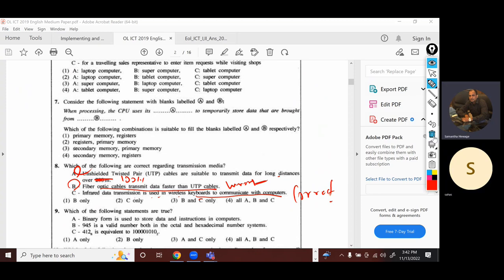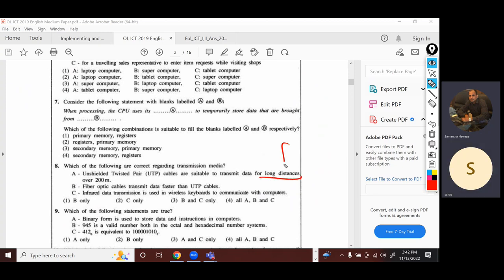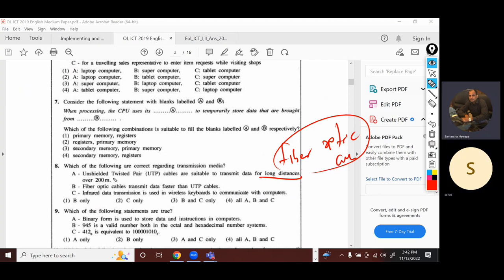Okay, they are saying that unshielded twisted pair cable is suitable to transmit data over a long distance. No, for long distance we use fiber optic cable. So that statement goes for fiber optic cable. Yes, that is for the fiber optic.